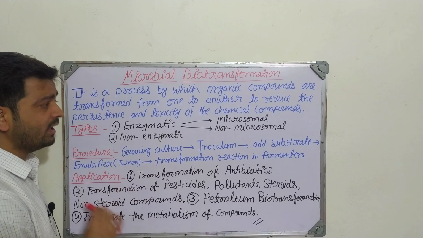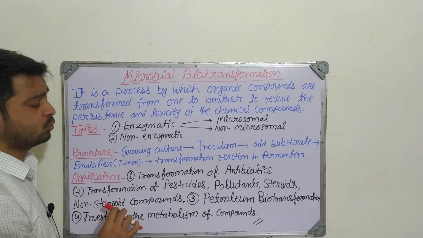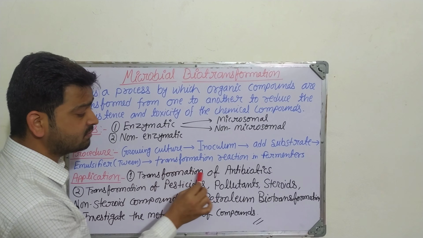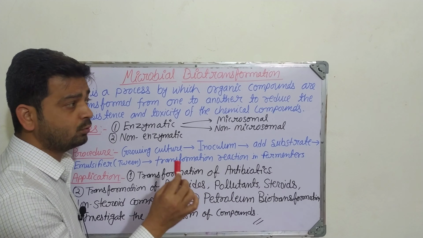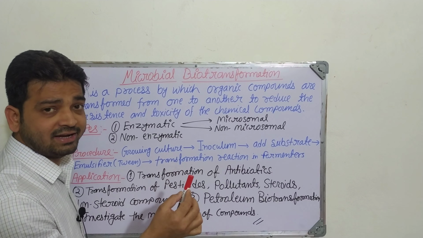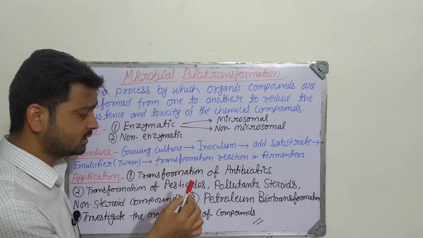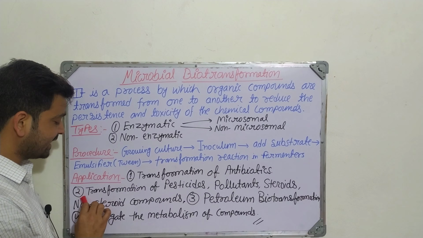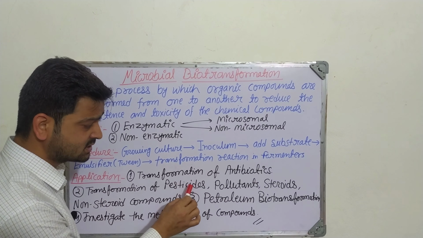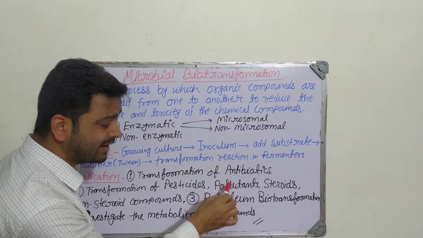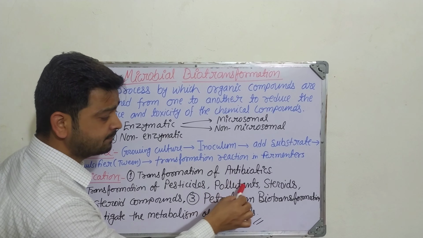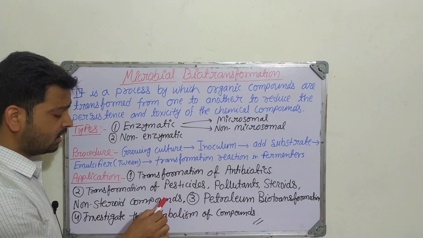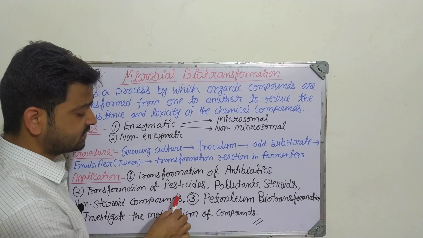Coming to the applications, where we can use this microbial transformation process in the pharmaceutical field. The first one is transformation of antibiotics. Yes, we have many antibiotics like penicillin, beta-lactam antibiotics, streptomycin and so on, and that transformation can be done using these techniques. Then the second, transformation of pesticides and different types of pollutants which cause pollution. Steroids and non-steroidal compounds can also be subjected to biotransformation, right?